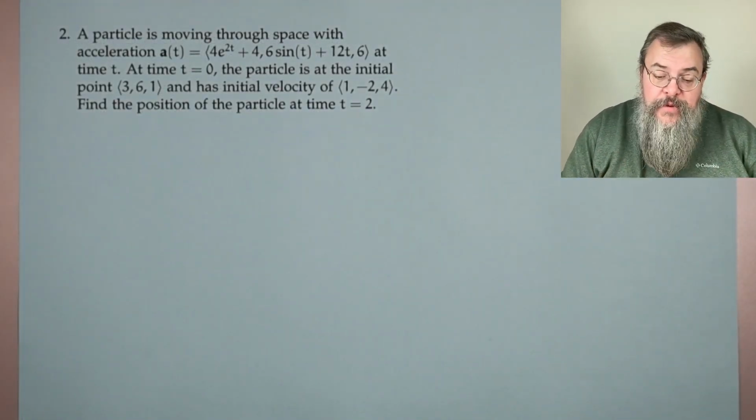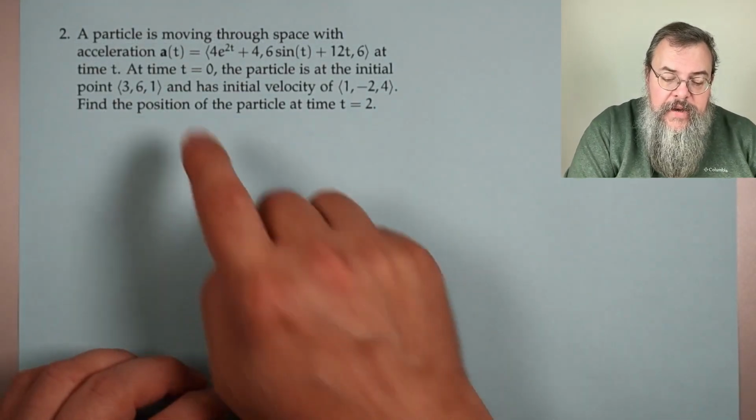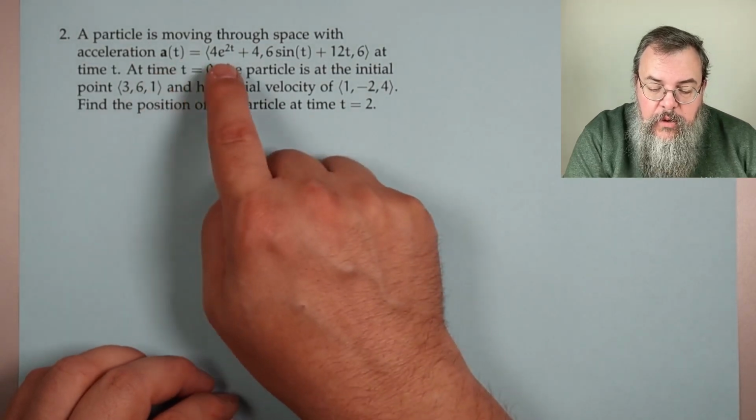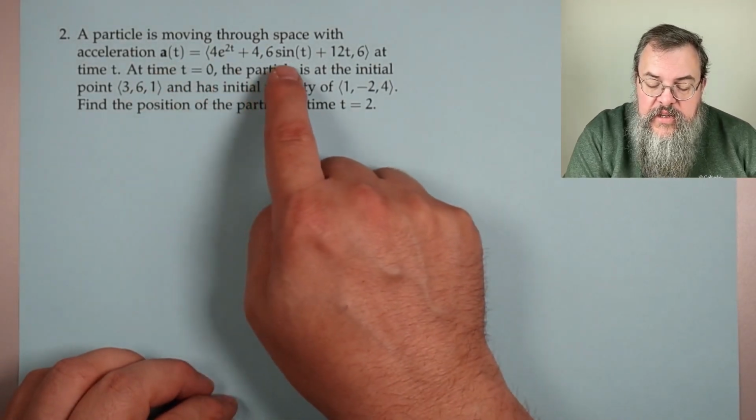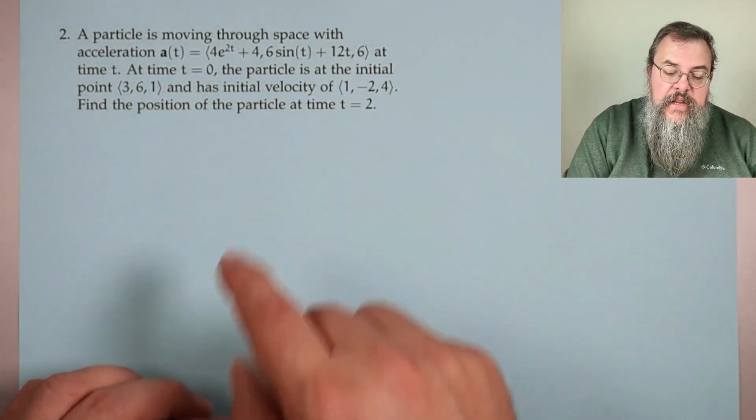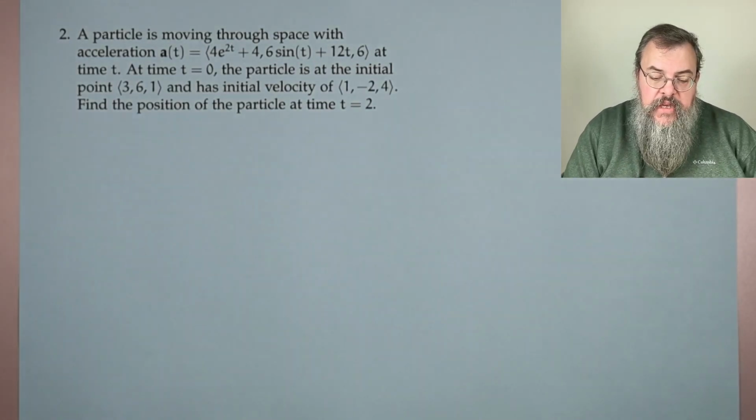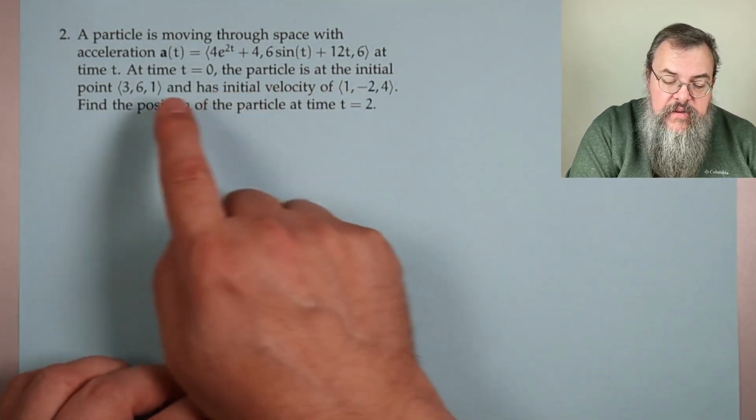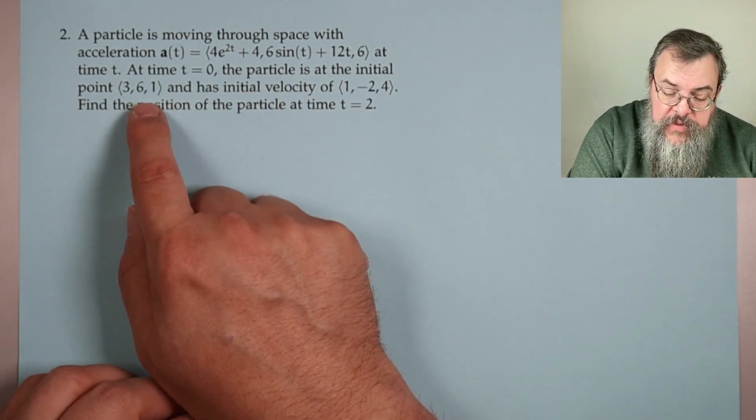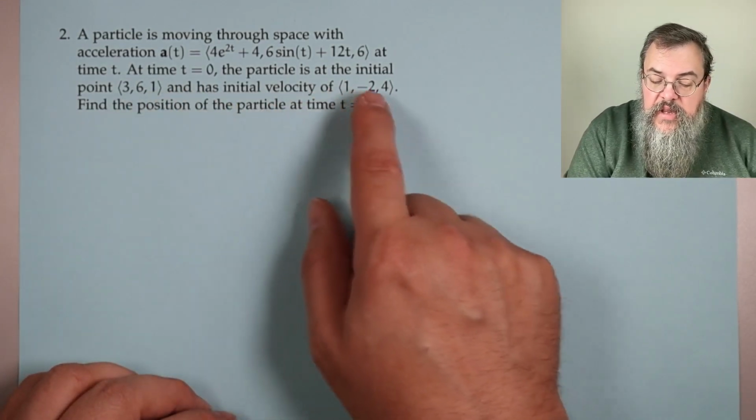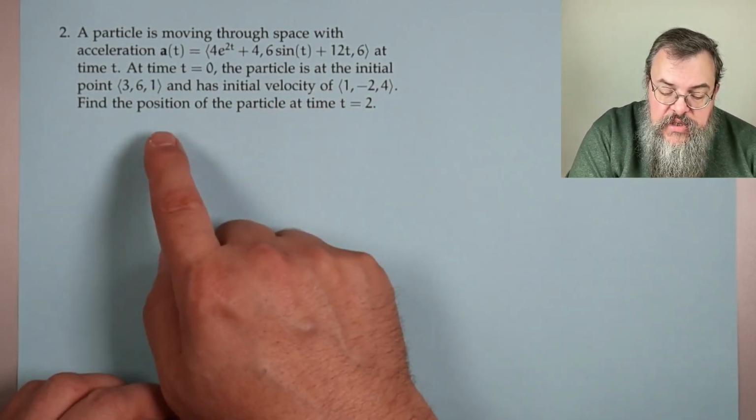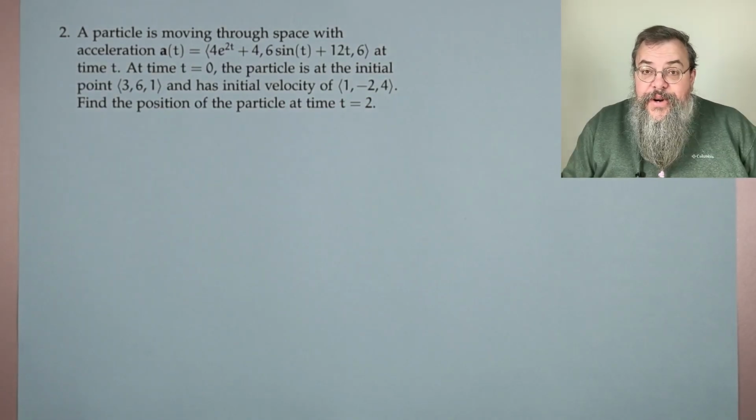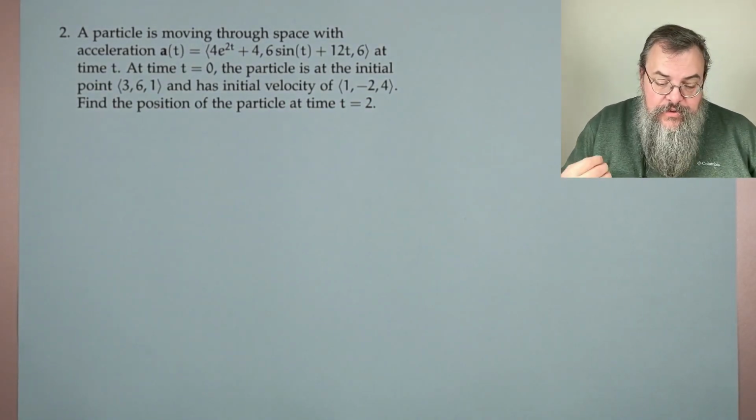A particle is moving through space, and we have the acceleration, 4e to the 2t plus 4, 6 sine t plus 12t, 6, and that's at time t. At time 0, we have that the particle is at an initial point, and it has an initial velocity. The question is, what's the position of the particle at time t equals 2?